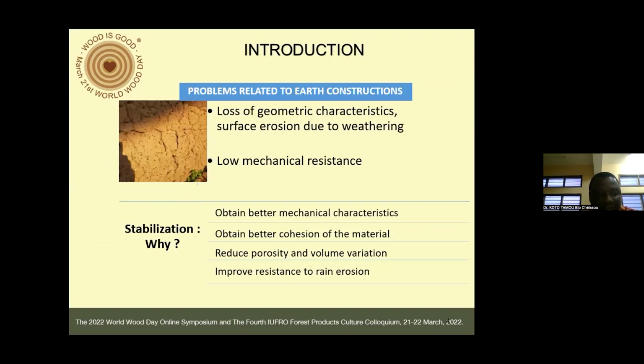Generally, the problems associated with raw earth construction are the loss of geometrical characteristics, and we need to stabilize the earth to improve its performance. We can stabilize to obtain better mechanical characteristics, or obtain better cohesion of the material. We can reduce the porosity and volume variation, and we can improve resistance to rain erosion.